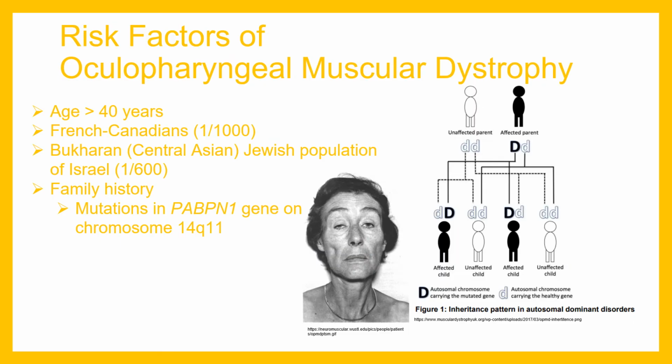Some risk factors that will give an individual a higher chance of having this disease include age over 40 years and certain populations like French Canadians and the Bukharan Central Asian Jewish population of Israel. Because it involves a mutation of chromosome 14 arm q, a family history of anyone with this disease will make it more likely that an individual may have the disease as well.